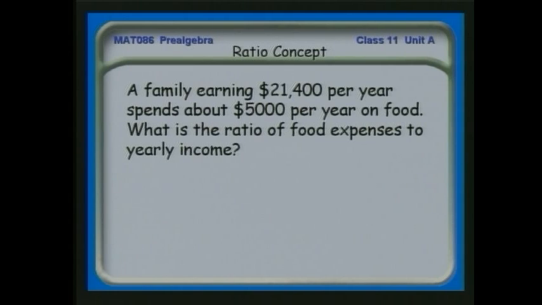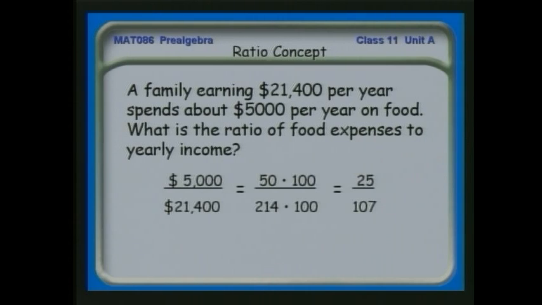A family earning $21,400 a year spends about $5,000 per year on food. We can ask, what's the ratio of the food expenses to the yearly income? We put that as A over B as a fraction, and then we try to simplify this a little bit, reduce it to lowest terms. Right away I see there's a factor of 100 in the numerator and denominator that I can effectively divide out, and I find that when I reduce this to lowest terms, I can express that as 25 to 107.